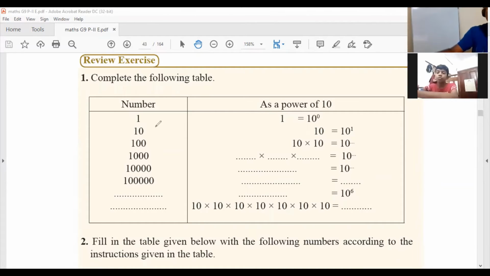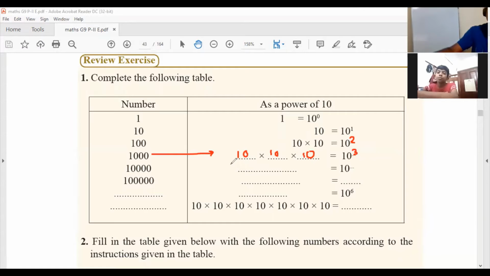1 is 10 to the power 0. 10 is 10 to the power 1. 100 is 10 times 10. It is 10 to the power 2. Yes, very good. Then 1000 is 10 times 10 times 10. There should be 3 tens. Then 10 to the power 3.